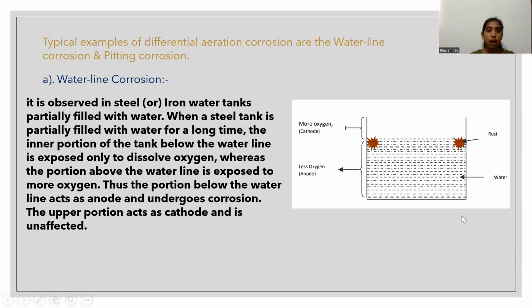Waterline corrosion. It is observed in steel or iron water tanks partially filled with water. When a steel tank is partially filled with water for a long time, the inner portion of the tank below the water line is exposed only to dissolved oxygen, whereas the portion above the water line is exposed to more oxygen. Thus, the portion below the water line acts as anode and undergoes corrosion. The upper portion acts as cathode and is unaffected.